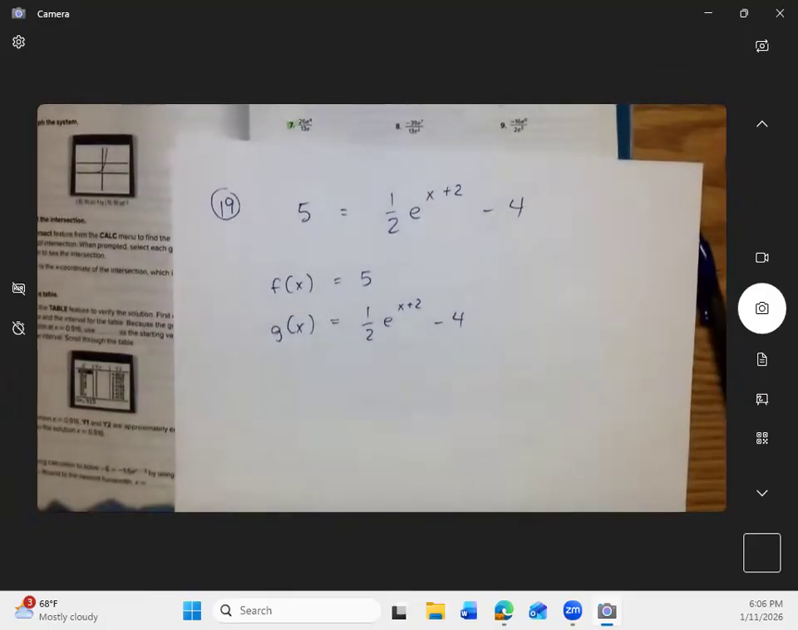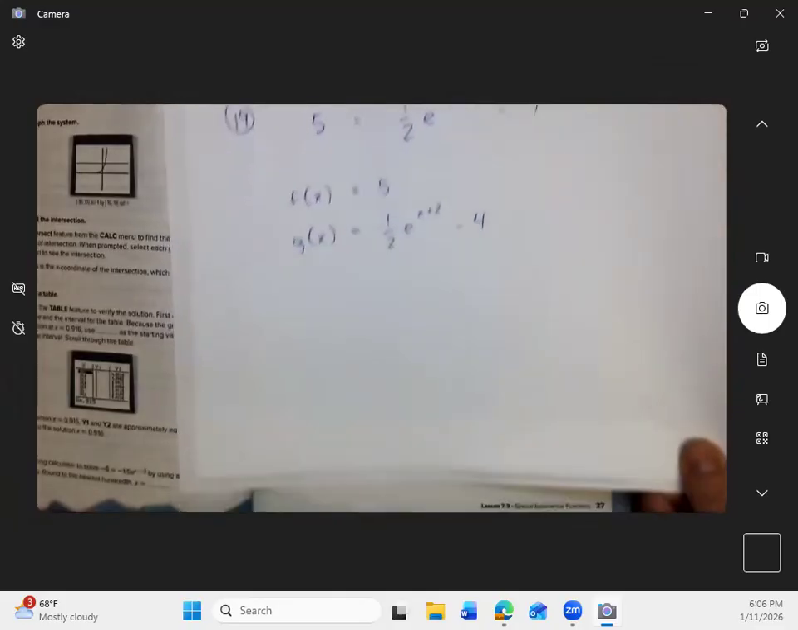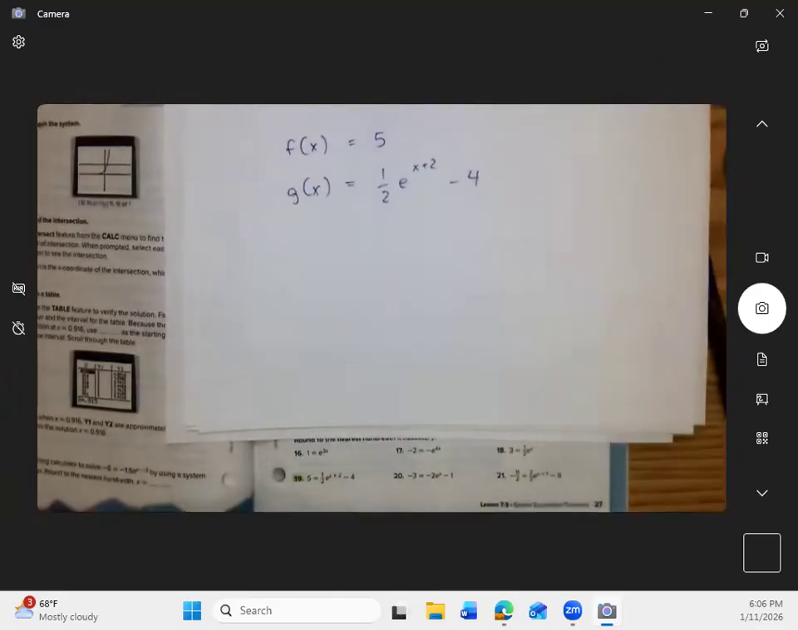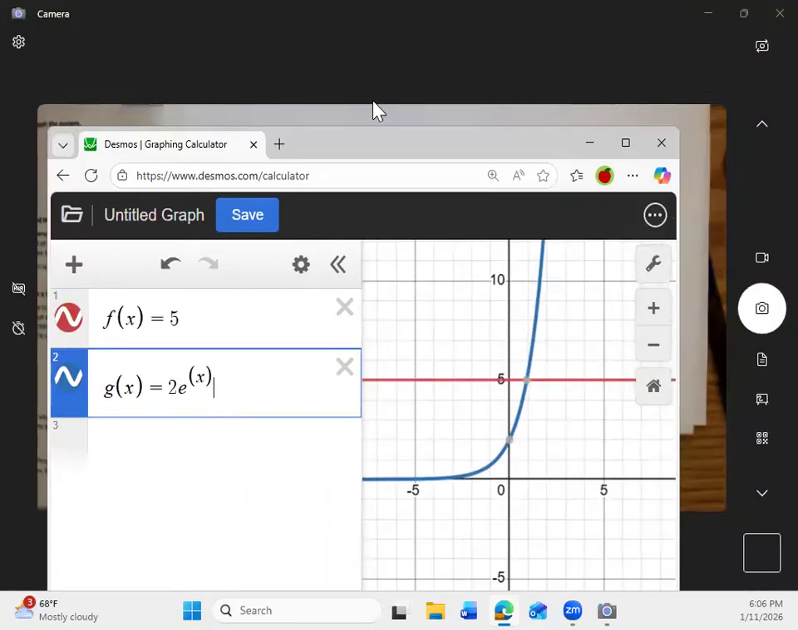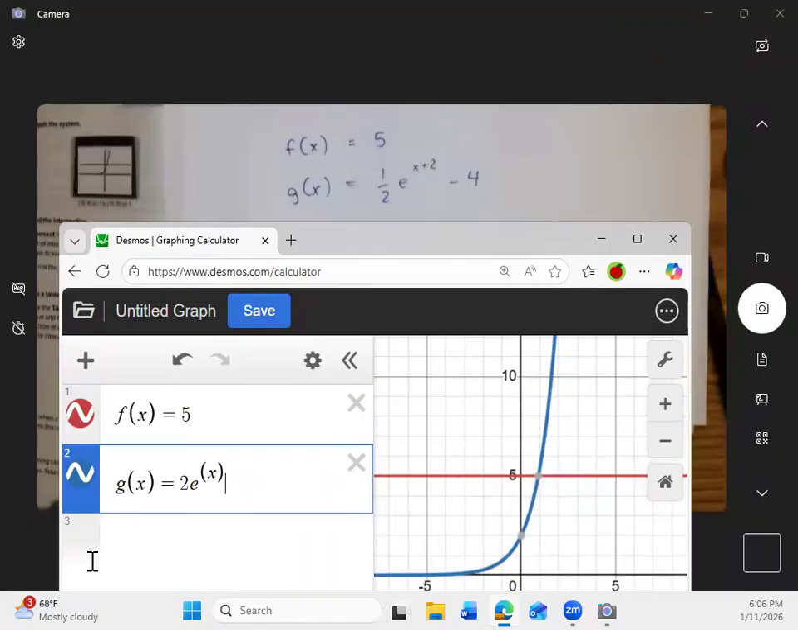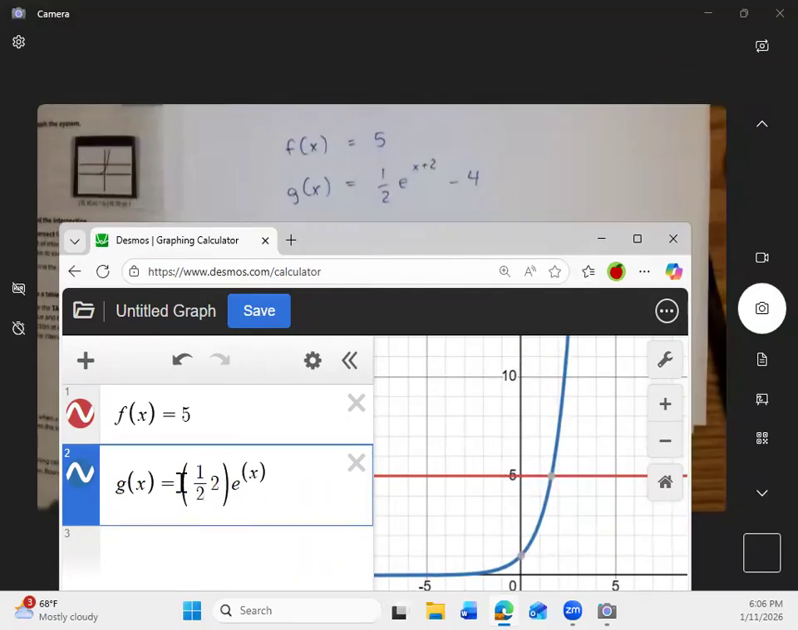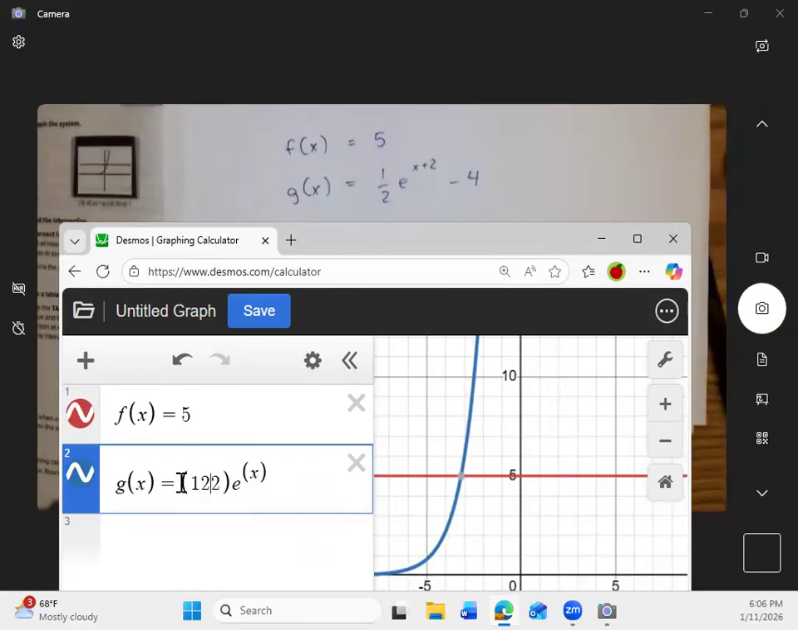So let's go into Desmos here. Slide this up where I can see that as I type those into Desmos. Desmos time. Oh, I've got f of x is 5 already. It's already ready to go. All right, and then right here is going to be 1/2.